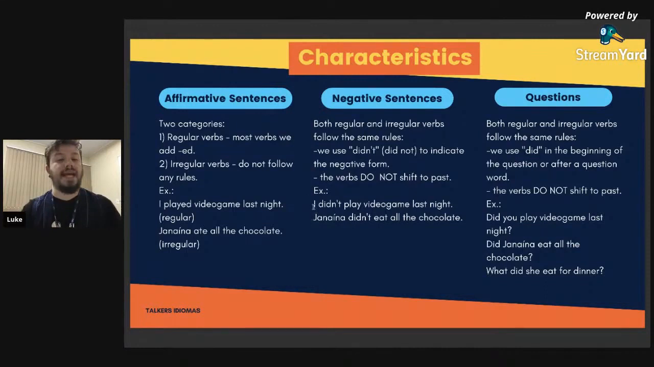So we have here, I didn't play. Here we had I played. Now we have I didn't play. So the verb does not change. It does not go to the past form. I didn't play video game last night. And then the second one, which was the verb eat: Janaína didn't eat all the chocolate. So we have here, as an example, ate was the past affirmative, and didn't eat is the past negative.